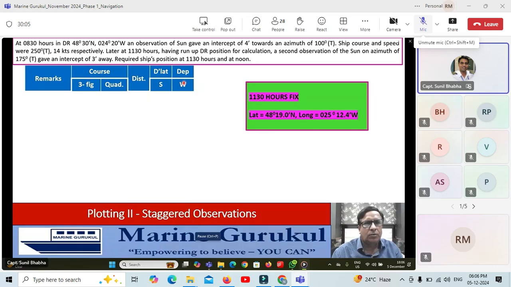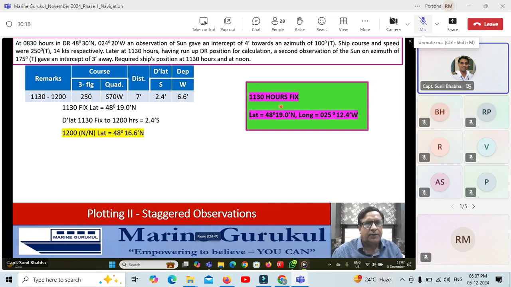The vessel's course is 250 degrees true. In half an hour, the distance shall be 7 miles. We get the corresponding DLAT and departure. This DLAT can be applied to the latitude of the 1130 fix, and that will give us the noon lat.